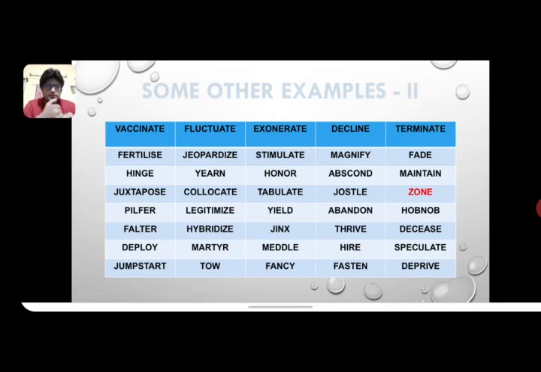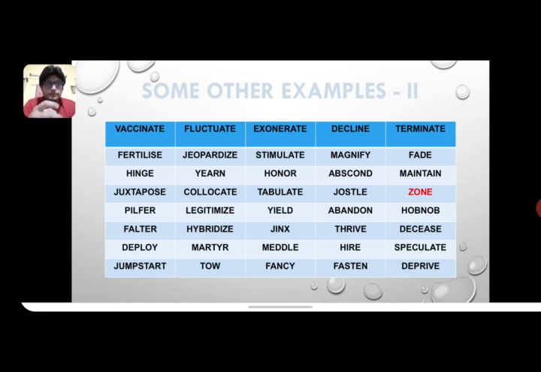Next up, we've got a little higher category of verbs. Fertilize, jeopardize. Jeopardize simply means to put somebody in a dangerous situation, in an ominous environment. Abscond. Abscond means to not be present at a place where you're supposed to be. Abandon. Abandon means to that's jinx. Martyr. Martyr means to sacrifice your life for your patriotism or in the name of being a patriot.